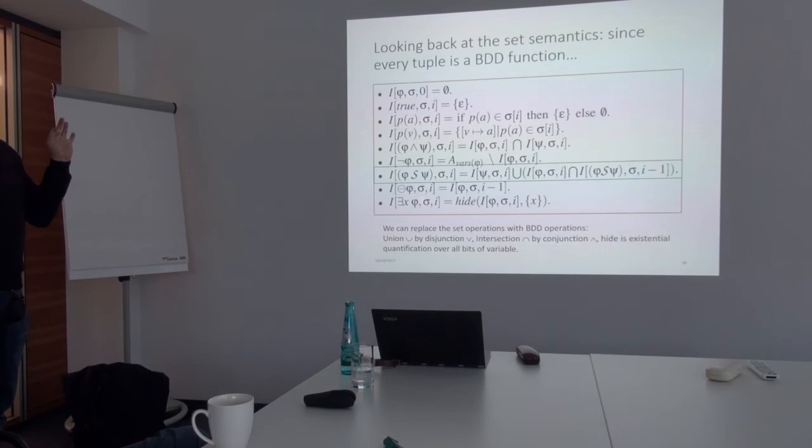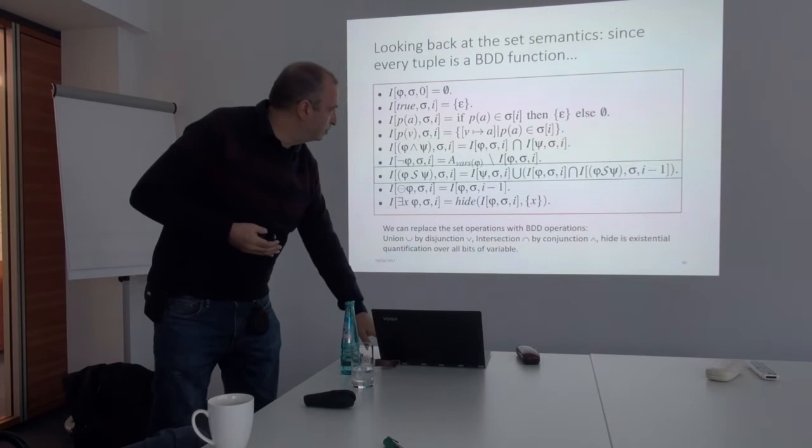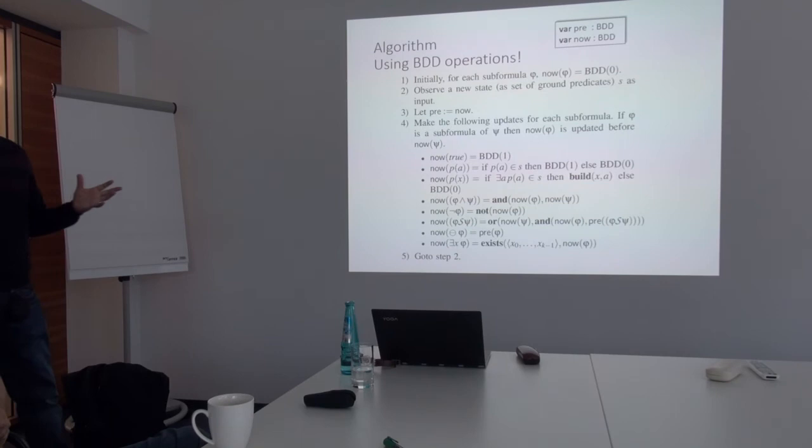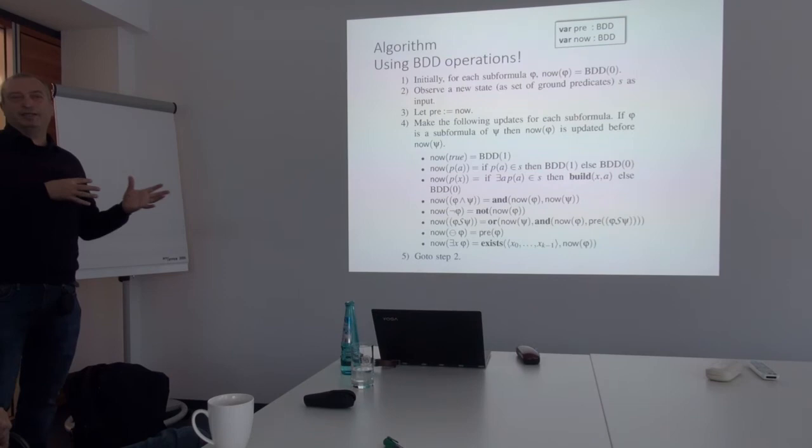So this actually gives you an algorithm, and the algorithm is very similar to the algorithm of the propositional case, only that instead of working with bits, I work with BDDs. So here's my algorithm. I only have to keep track of basically two versions: now and pre. Pre corresponds to the BDD that represents the assignments in the previous state, and now represents the BDD corresponding to the assignments in the current state, and then I apply the BDD operators and, or, exists. That's all. So the algorithm at the end looks very much like the propositional algorithm, although I think you saw I did a lot of work in order to make it look like that, and that's how the system works.